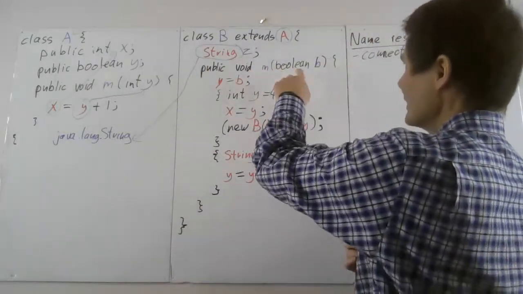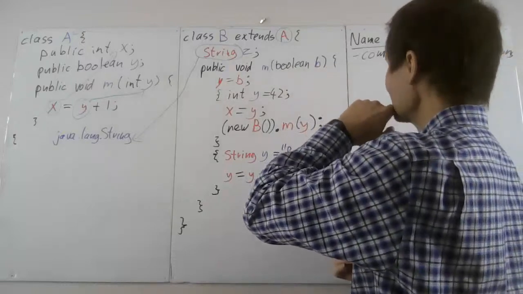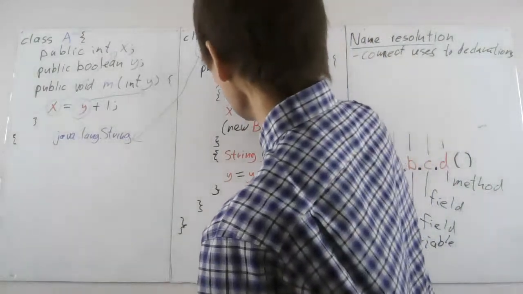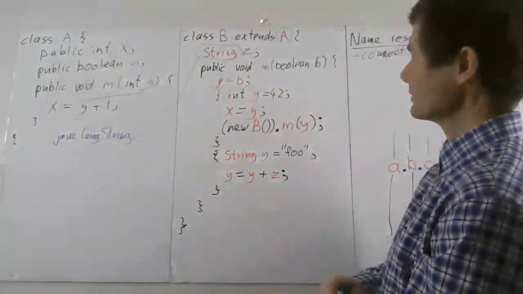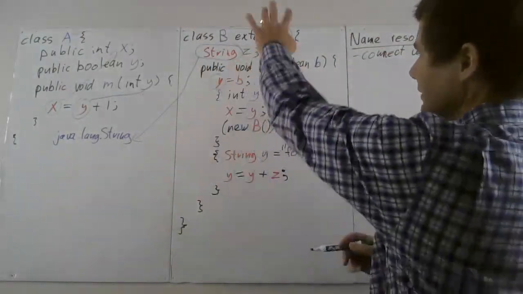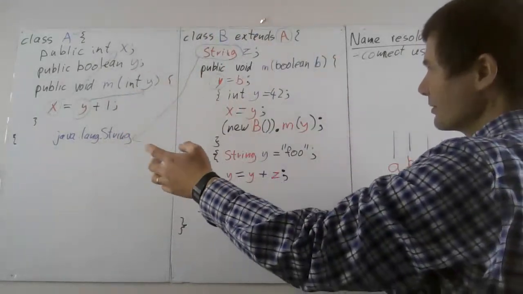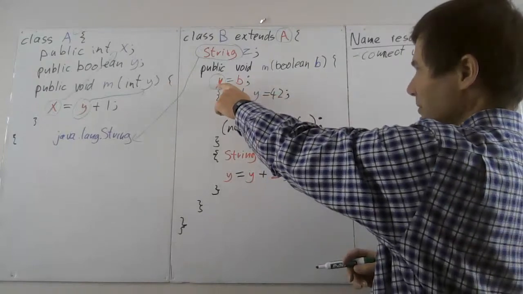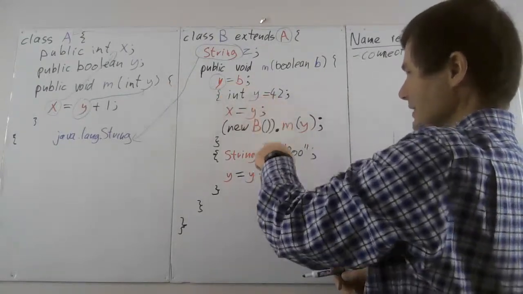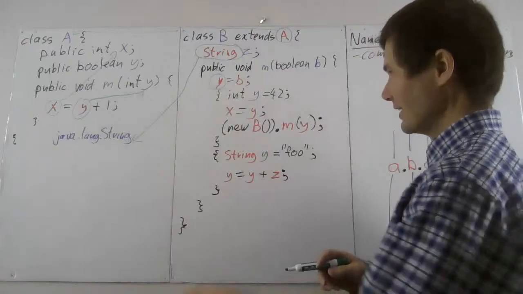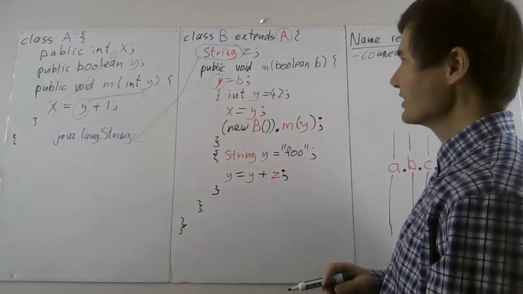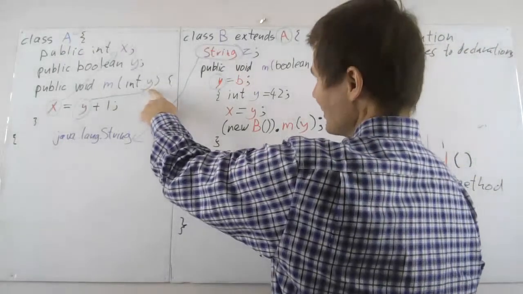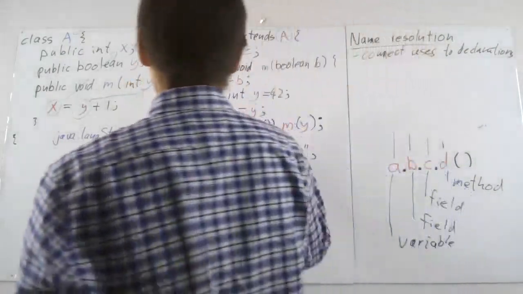Okay, then I have method M, parameter B, that's a Boolean. Okay, Y, I have a use of Y. So what does Y refer to? And I look around here and there's no Y's. Well, there's this Y and there's this Y, but this Y can't be referring to either of these because these are within blocks. So which Y is this referring to? Well, oh, maybe it's this one. No, okay, it's this Y, right?